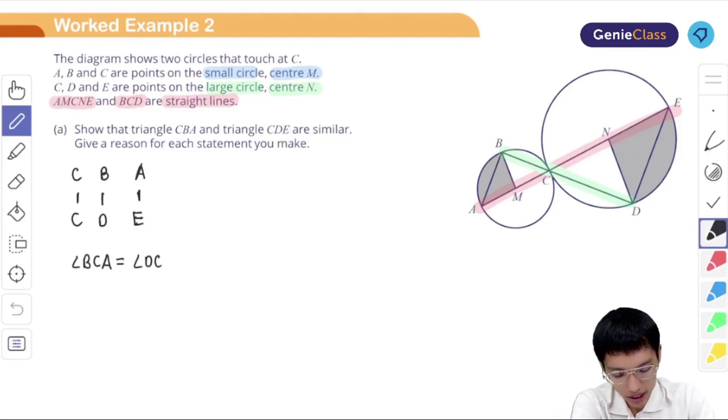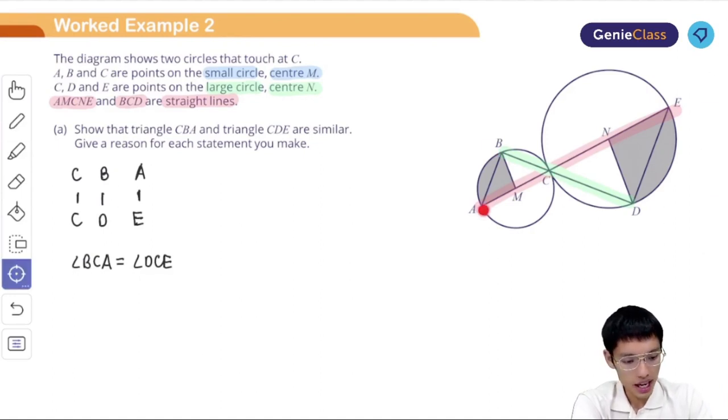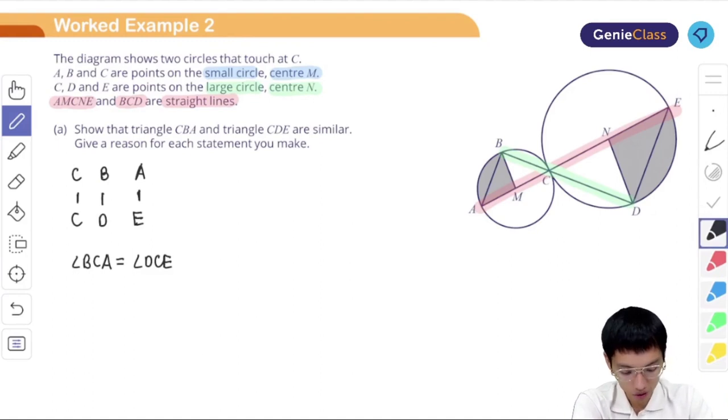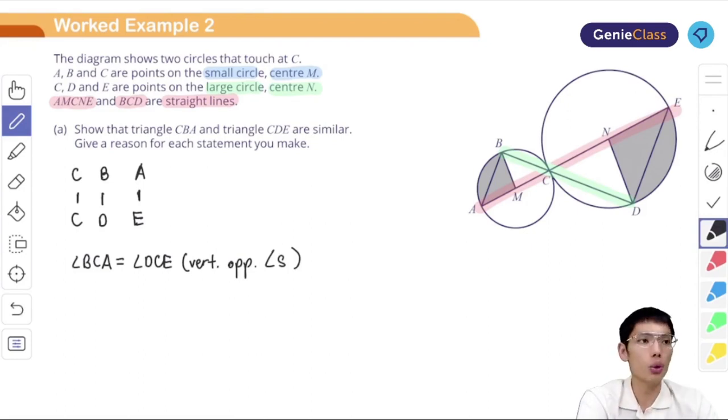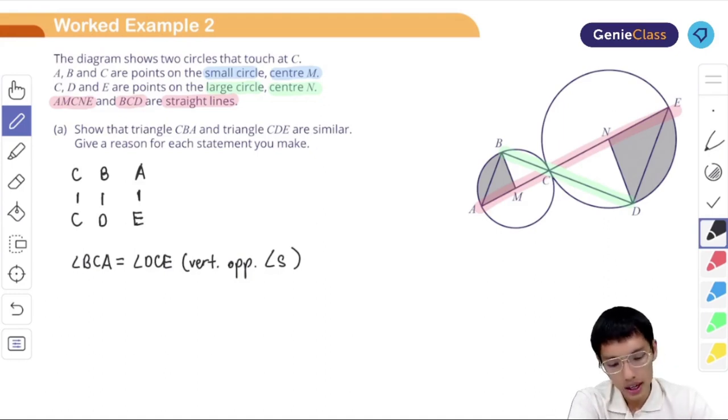But in this case, we have to write out vertically opposite angles. In this case, angle BCA is equal to angle DCE. You have to write out vertically opposite angles. You cannot write VOA because VOA represents a lot of things. In this case, it may represent visa on arrival for those who have traveled. And next one, with this particular angle.